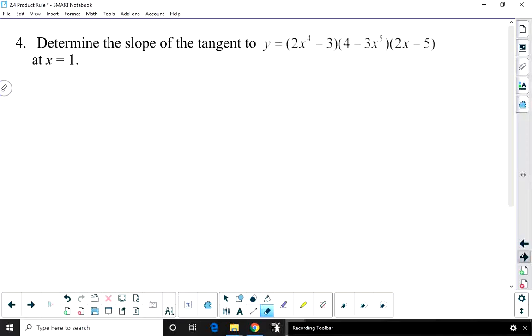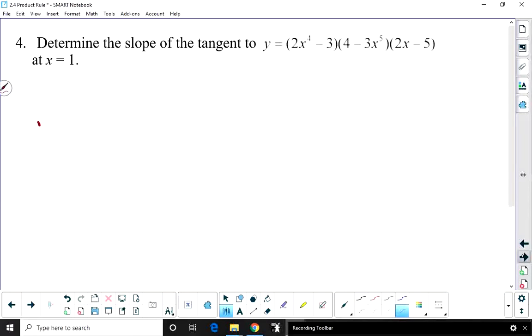Determine the slope of the tangent to this function at x equals 1. Uh-oh. So don't do anything just yet here. Just put your pencils down and observe, because I'm going to teach you an extension of the product rule, which will come in handy later on in one of your assignments.